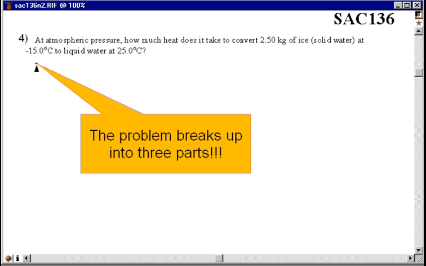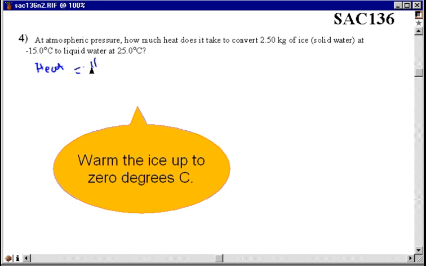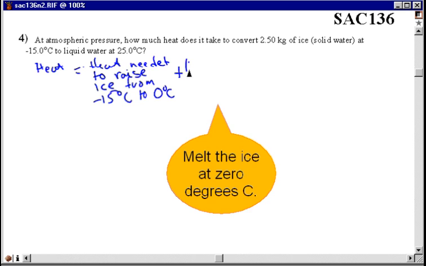So the idea is that we have to find the heat it takes to warm the ice up to its melting point, melt it, and then turn it into water. So the total heat that we're looking for is going to be equal to the heat needed to raise the temperature of ice from negative 15 degrees C to 0 degrees C.